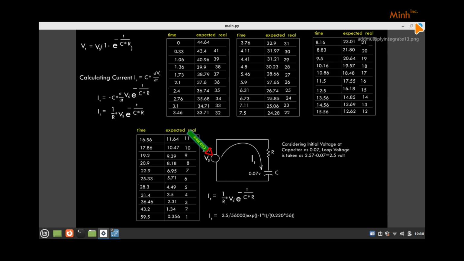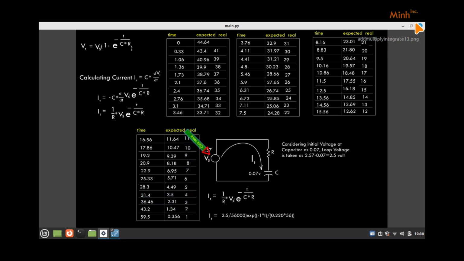Okay, so with the practical we have recorded the readings. We see that at time 0, the expected is 44, that is the calculated one, and whatever we got, there is nothing. At 0.33 second it shows 41 microampere, at 1.06 second 39, 1.36 38, 1.73 37, 3.46, and at 15.56 seconds the current is 12 microampere. So this is what we are getting in the practical, and at the end of 59.5 seconds the current reaches 1 microampere. This is what we saw in the current video.